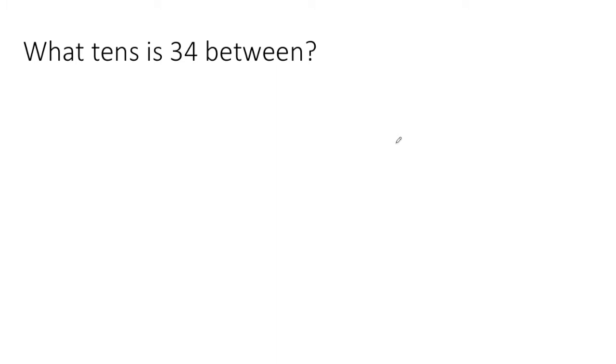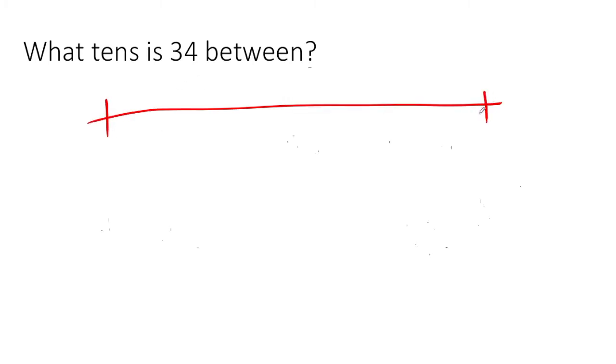If I ask what tens is 34 between, that's asking me what number goes here and what number goes here with 34 in the middle, with 34 somewhere bigger than one number and less than the other number, in the space between, right? And it asks specifically about tens. So we could make a number line, skip counting by tens to kind of figure that out.